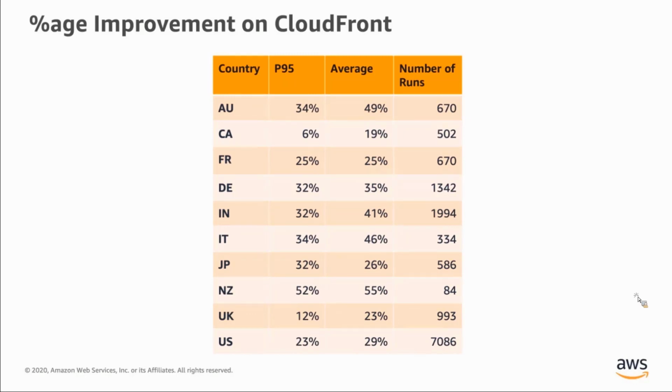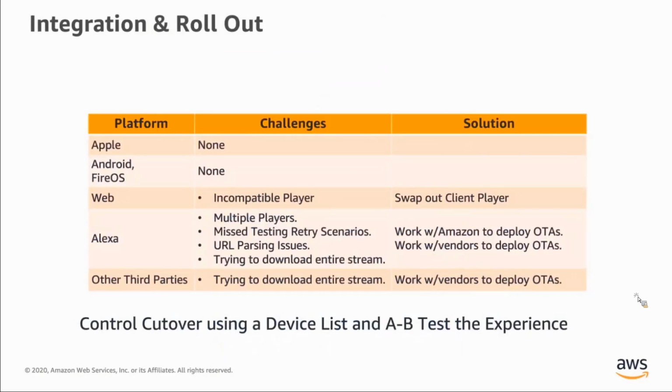Now, once that was done, it was time for final QA and rollout. Our in-house mobile clients turned out to be really easy to test, and we ended up making no changes to them at all. We had to make a minor change on our web client to swap out an incompatible player with one that was compatible with our new AAC-based streams.